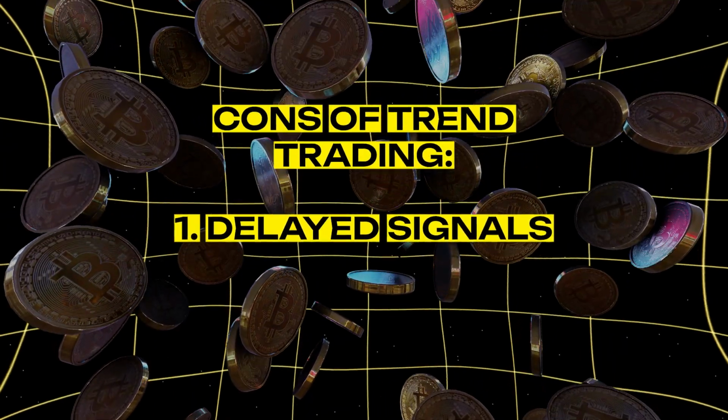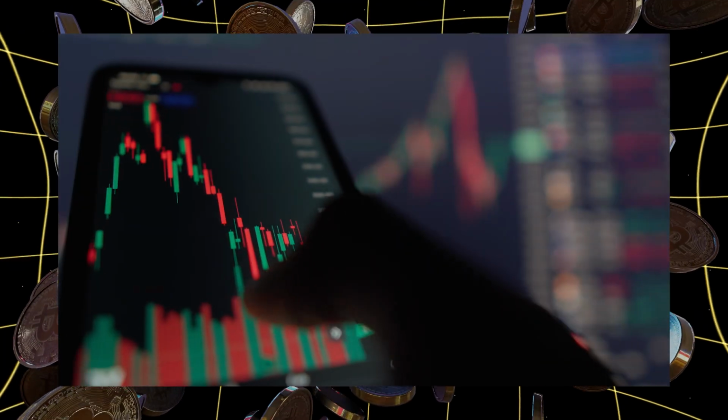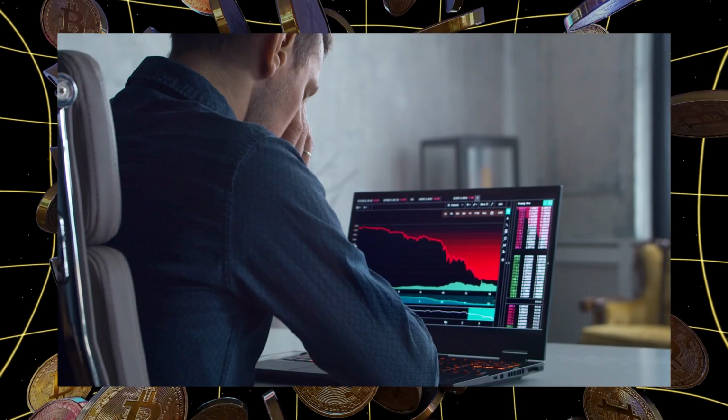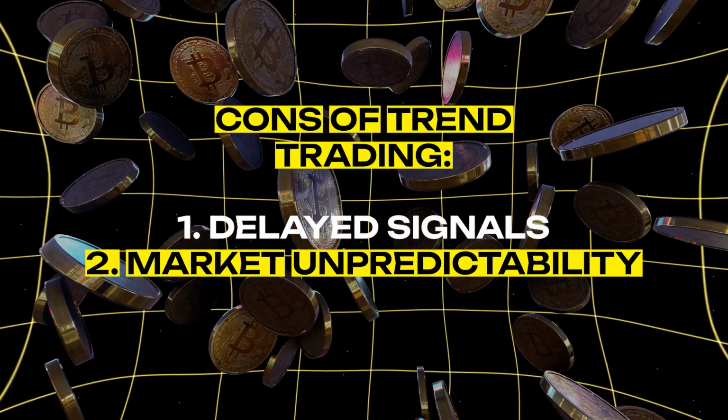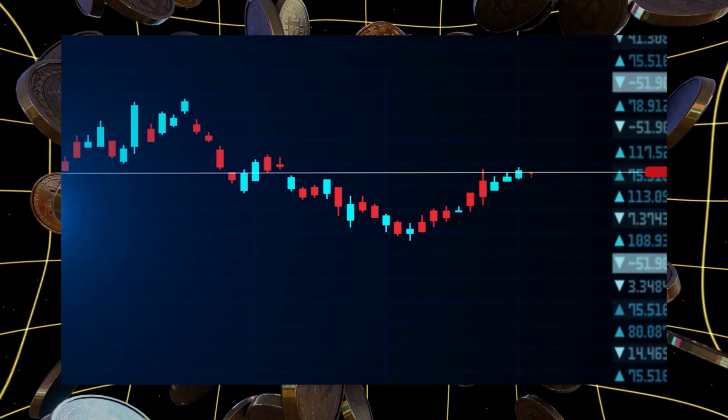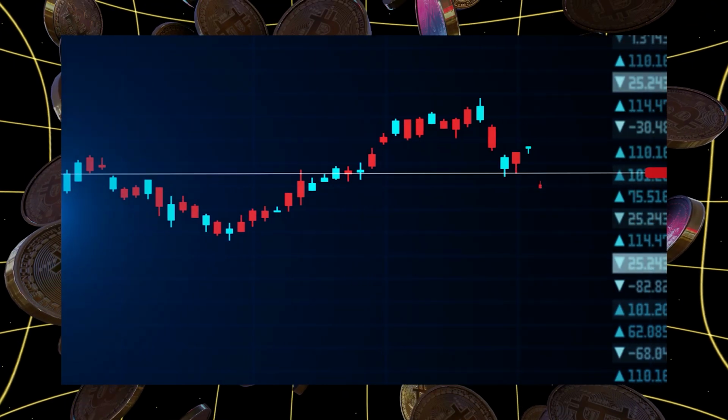Cons. Delayed signals. Trends can reverse, and if you don't sell in time, you risk losing profit. Market unpredictability. Trends can change sharply due to external factors.